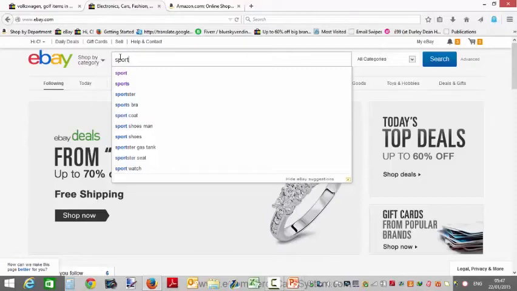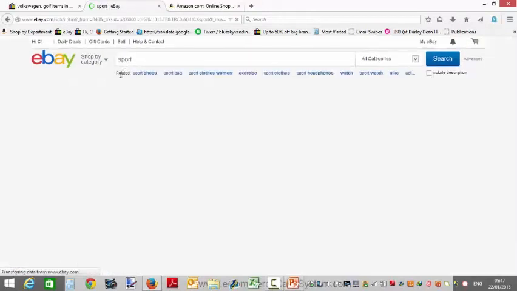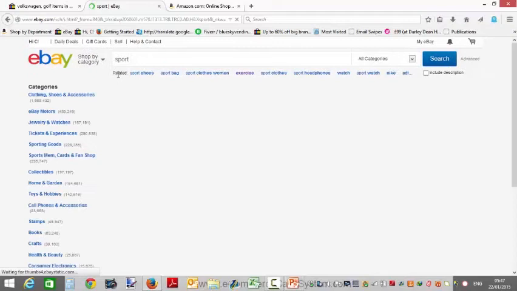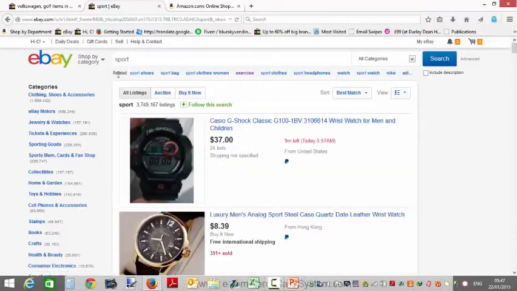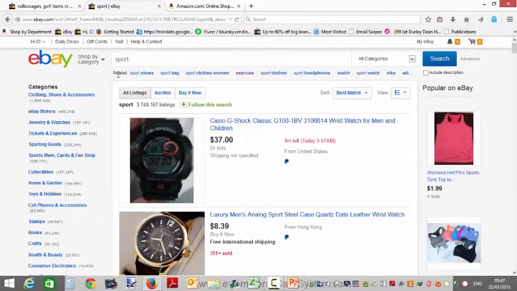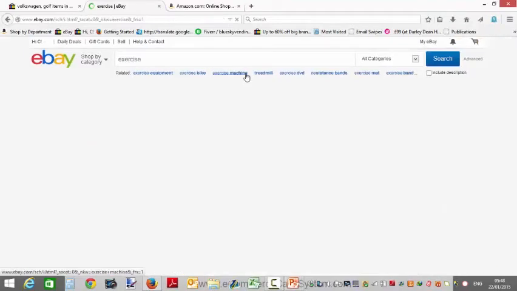There's plenty of clothes. Frankly, I wouldn't recommend to start with these, as there's a lot of colors and sizes, and it's very much dominated with brands. So let's leave that aside and let's have a look at the related search suggestions which eBay gives us. Sport bags could be a good one. Let's go to exercise.